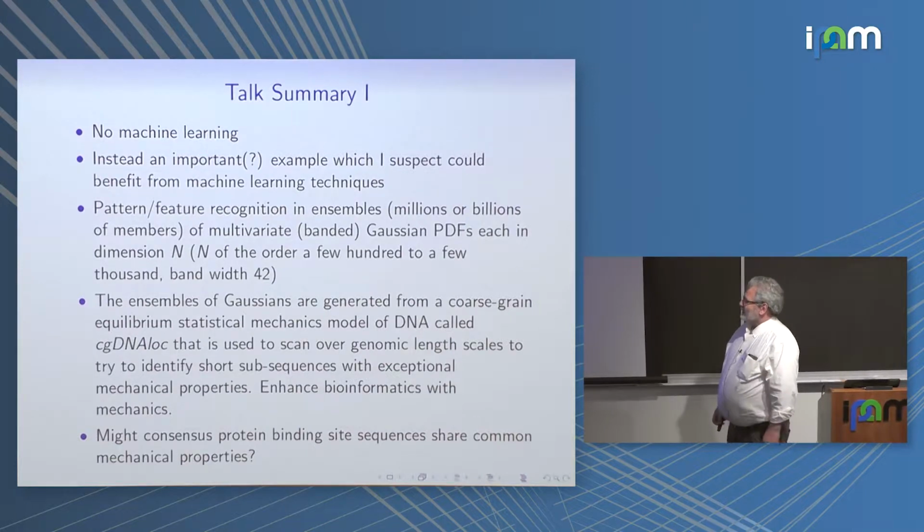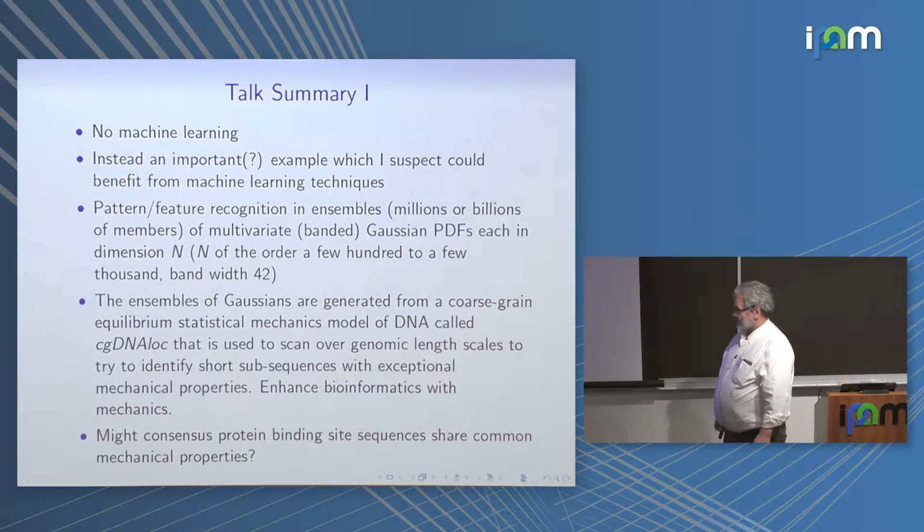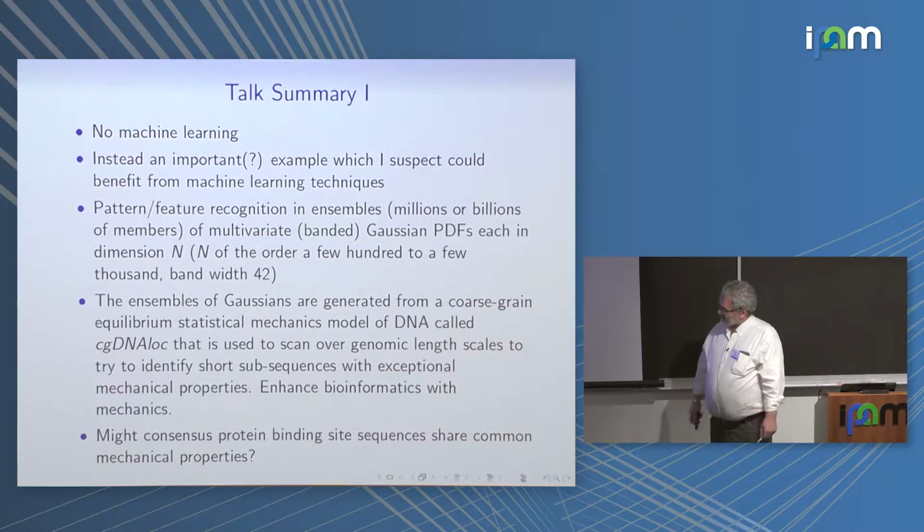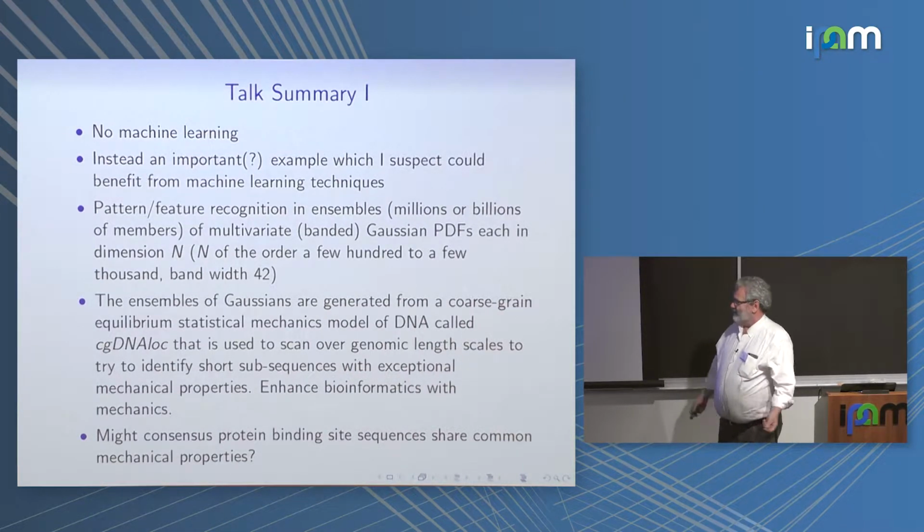Right. So how do we get these? This is the bridge from molecular dynamics to bioinformatics. I'm going to generate these ensembles by marching along a genome. Of course genomes are now published, and these Gaussians should be predicting the statistical mechanics. They should be some kind of equilibrium distribution of a short fragment of DNA embedded in a genome.